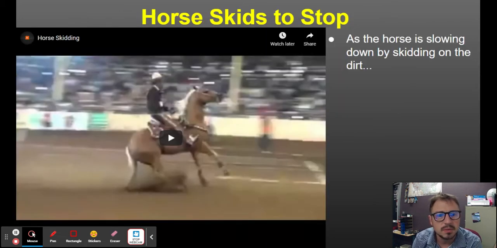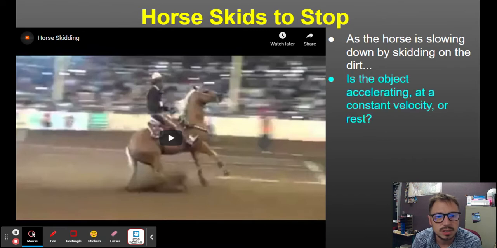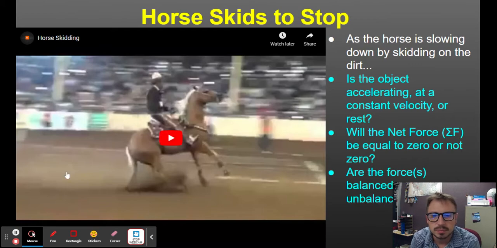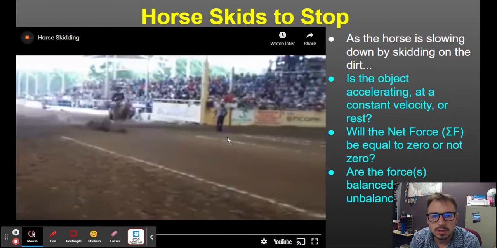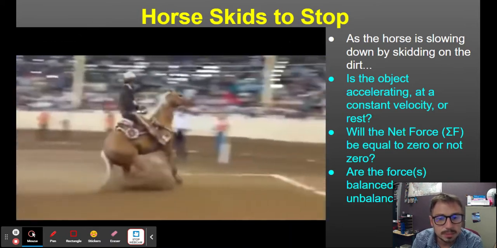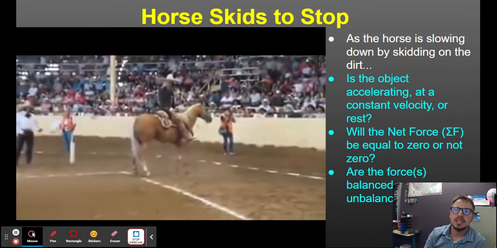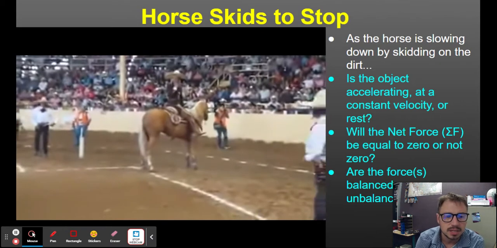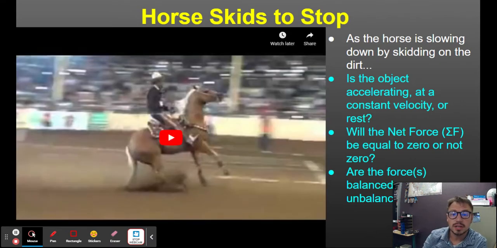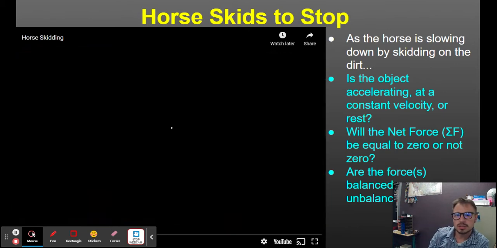So, let's play this clip of a horse slowing down by skidding on the dirt. Is this object accelerating, at constant velocity, or at rest? Will the net force be equal to zero or not zero, and are all the forces balanced or unbalanced? So I know that this horse is going to be accelerating. Now, that might not make any sense. You may be saying, well, the horse is slowing down. How can it be accelerating? Remember, there are three ways to accelerate. You can speed up, you can slow down, and you can turn. So yes, this object is accelerating, which means the net force will be not zero because the forces are unbalanced. There's an unbalanced force causing it to accelerate, causing it to slow down.